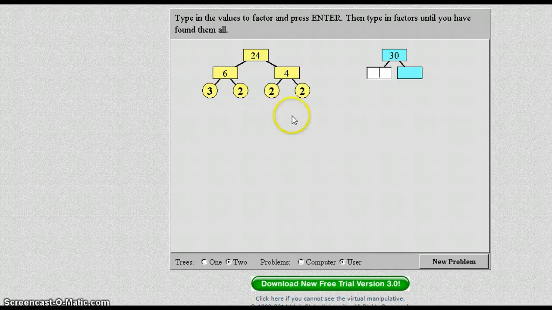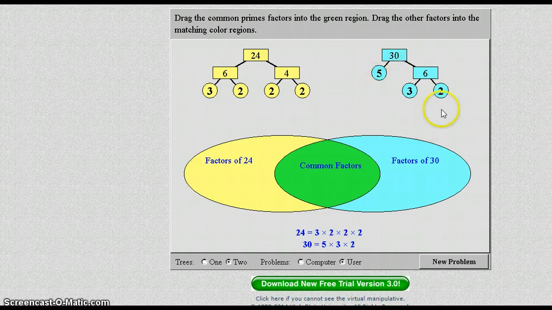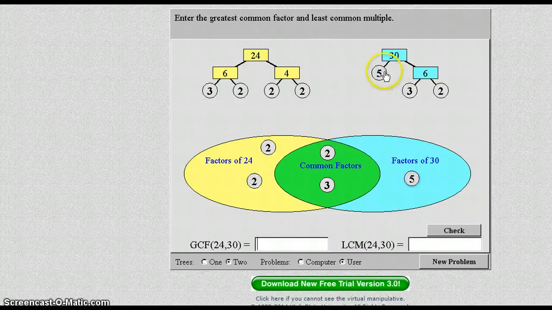So there's 24's factor tree, or one of the factor trees of 24 that gives us the prime factorization, and there's 30. So I see in common they have one factor of 2 and one factor of 3. 24 has two factors of 2 in addition, and 30 has one factor of 5 in addition.